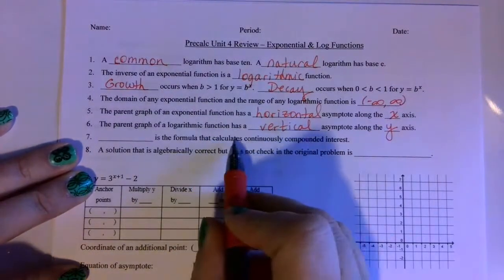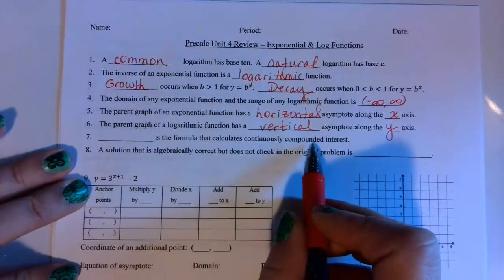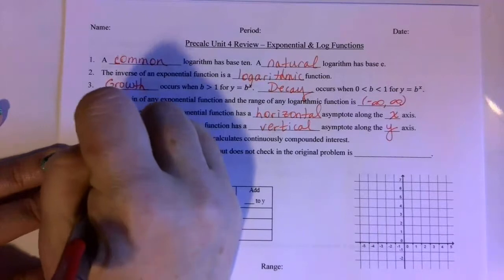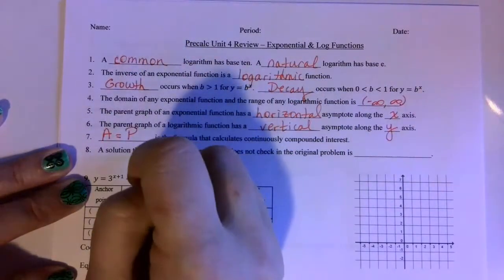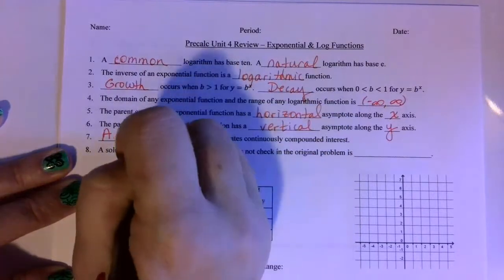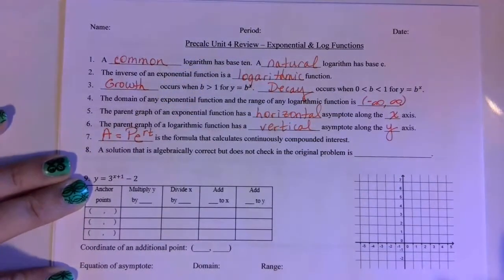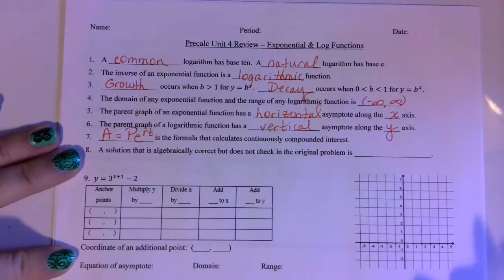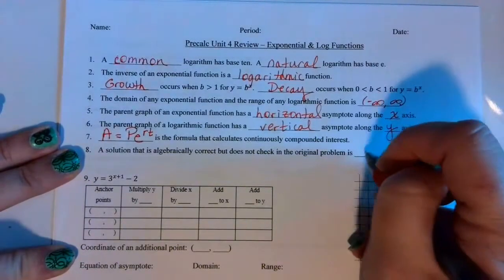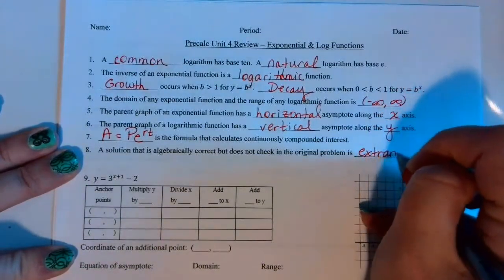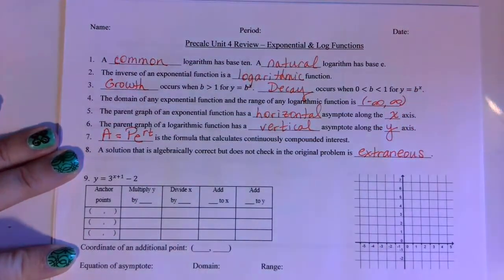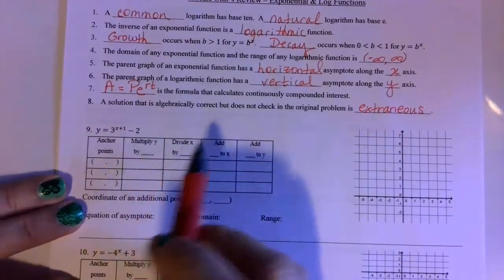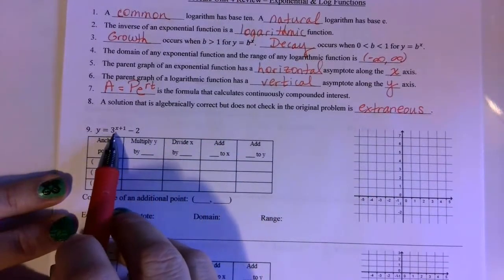Okay, the formula that calculates continuously compounded interest is A equals P E, Euler's constant, to the RT power, the PERT formula. A solution that is algebraically correct but does not check in the original problem, we call that extraneous. An extraneous solution.